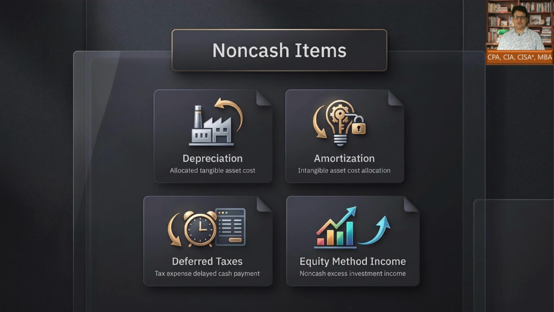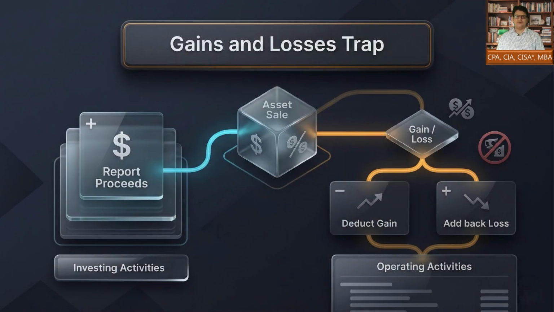Equity method income also needs care. If an entity records equity method income but receives a smaller dividend in cash, the excess income is non-cash from an operating cash flow perspective and must be adjusted. The main idea is not that these items are unimportant. They are important for accrual accounting, but the statement of cash flows asks a different question. Did cash actually move?